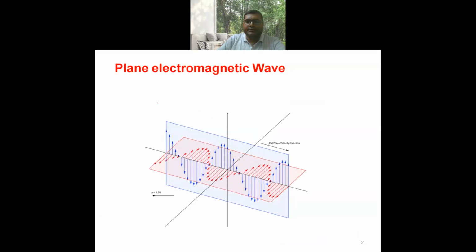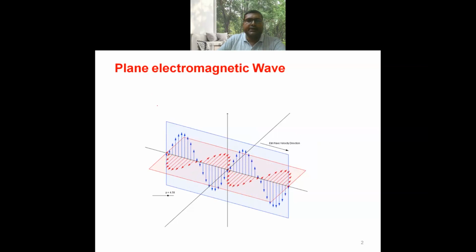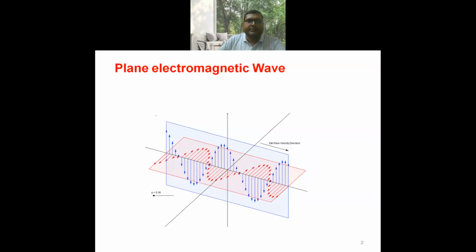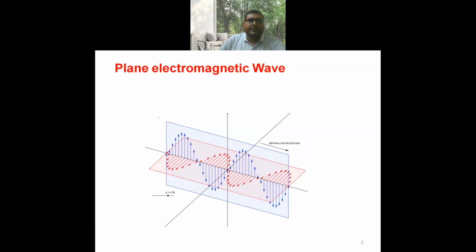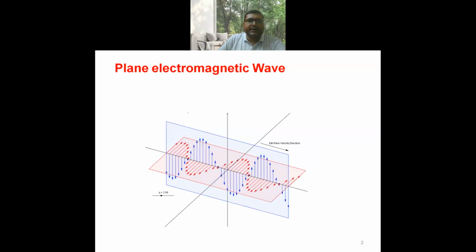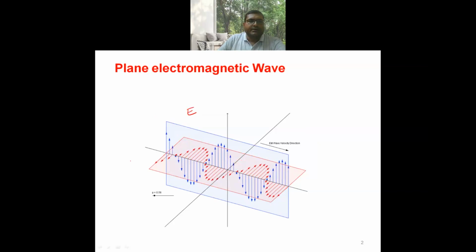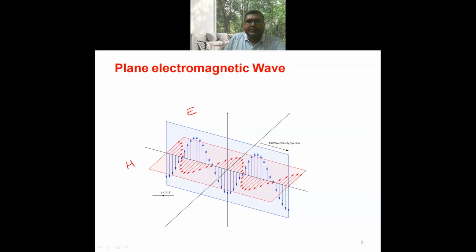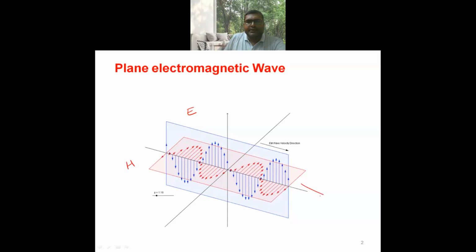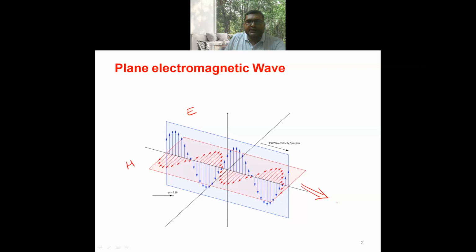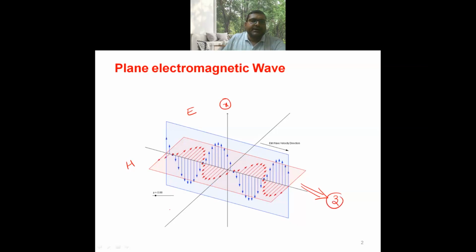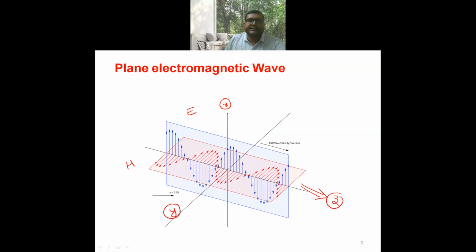You can refer to the animated image of a plane electromagnetic wave. Blue lines are electric field, red lines are magnetic field. The electromagnetic wave is traveling along z direction, with the electric field along the x-axis and the magnetic field along the y-axis.